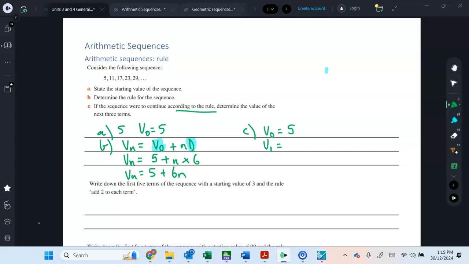V1. If I use this rule, my value of n is 1. So we have 5 plus 6 times 1.